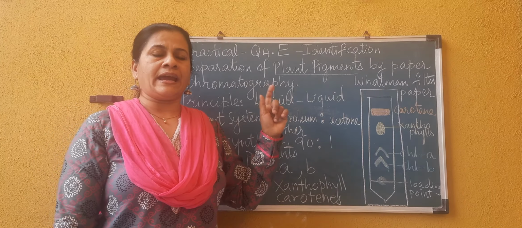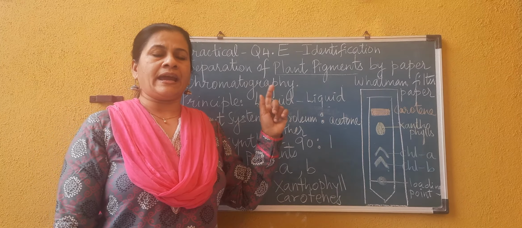You have to comment on the observation and inference of this experiment. Now, as we know, plants are made up of many pigments. These pigments are called photosynthetic pigments. These photosynthetic pigments are found in leaves.